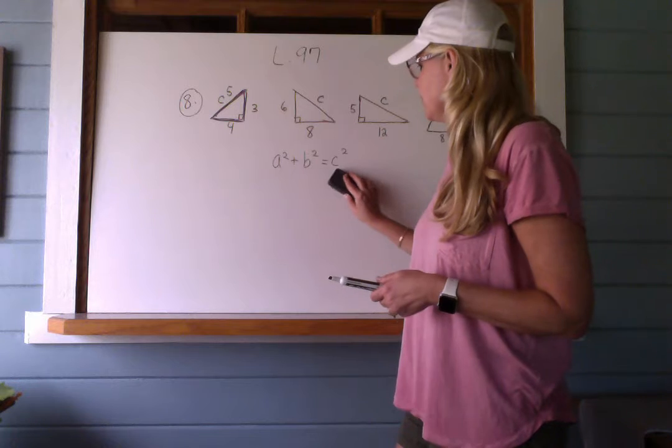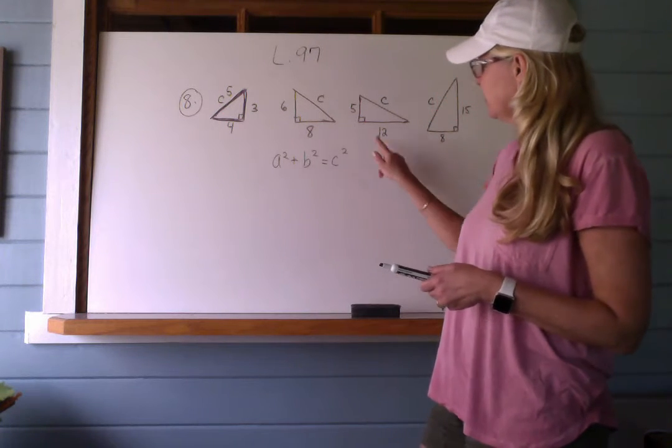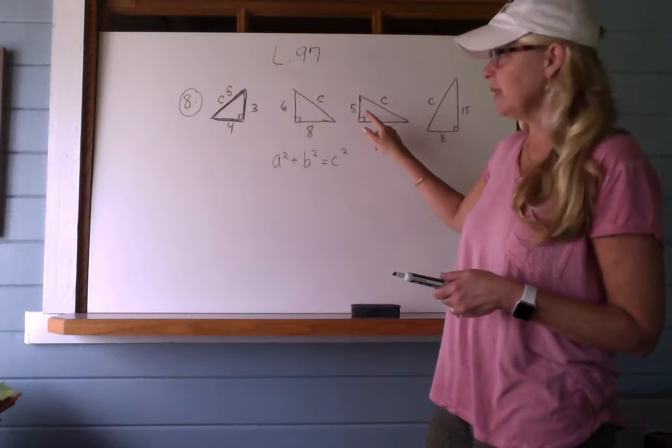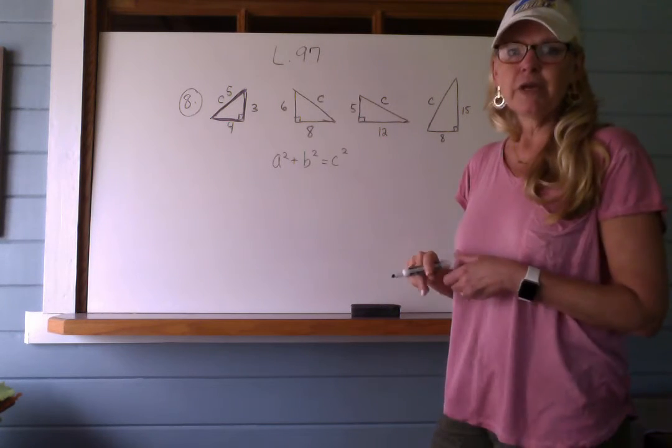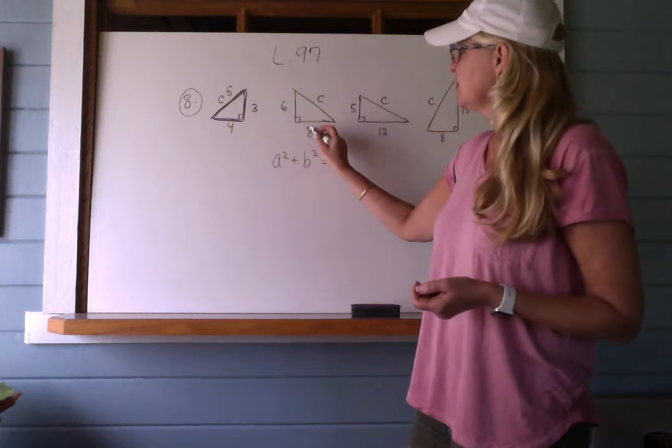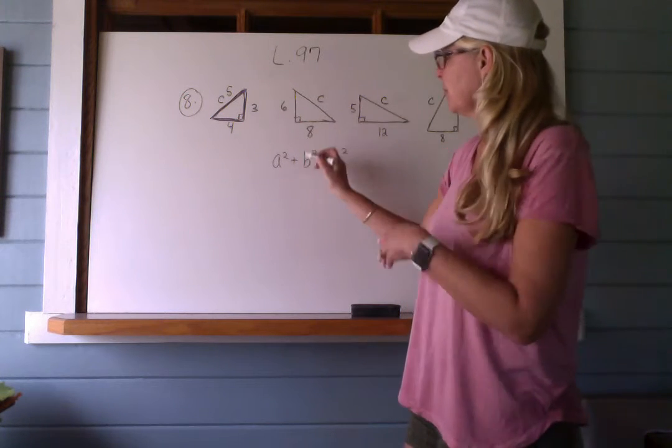And, you know, I do have some of those in the back of my head, but for this one, there's no way I know what that hypotenuse is with the legs being 5 and 12. So you're going to have to apply the formula. Okay, let's do number 2, or letter B, okay?